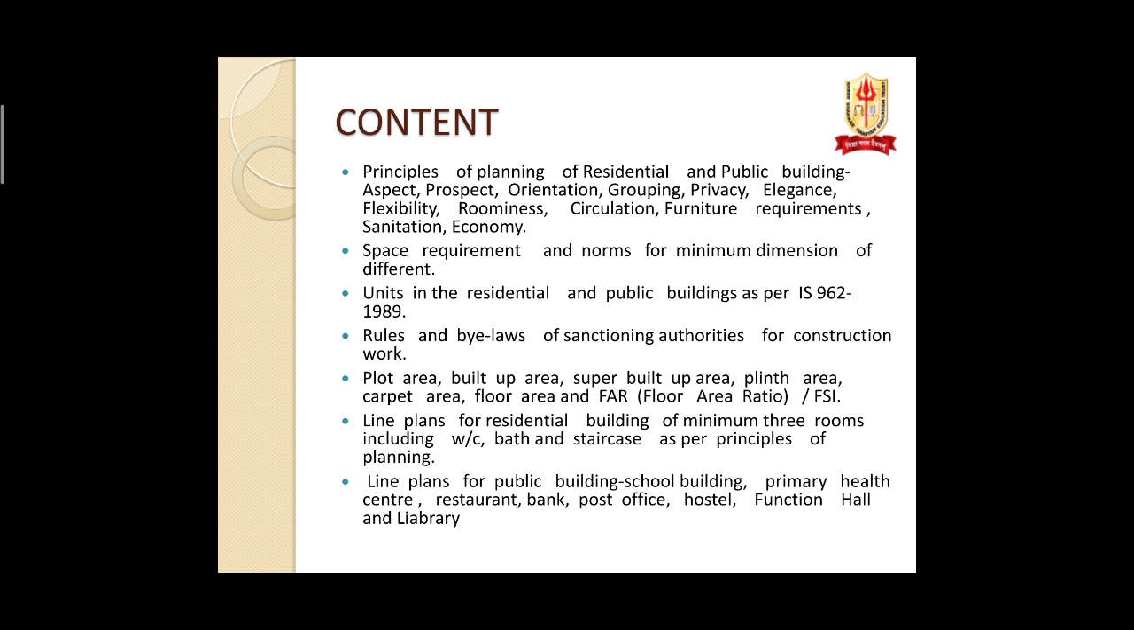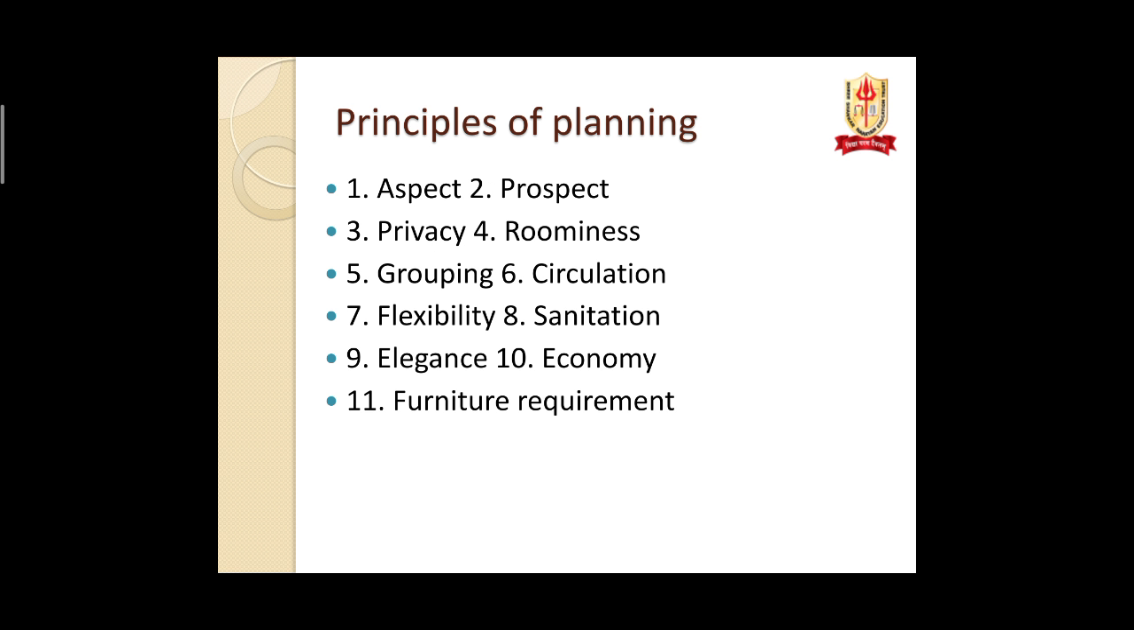Then we are going to study plot area, built-up area, super built-up area, plinth area, means various types of areas. Then we are going to learn about line plans for residential buildings and for public buildings. In a residential building, we have 1 BHK, 2 BHK, 3 BHK plans, and in a public building, we are going to plan a primary health center, restaurant, post office, hotel, hospital, etc. So let's start it. First is the principle of planning.